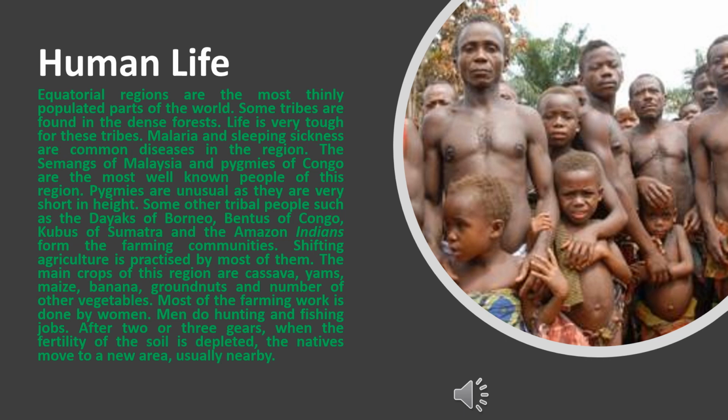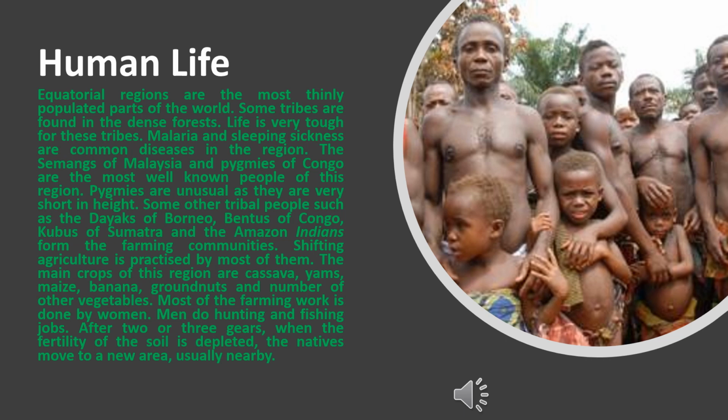Now they do shifting agriculture. Shifting agriculture means they keep on changing from one field to the other. Once the fertility of their field is over, they search for another field instead of cultivating the same one, because they do not know the art of using fertilizers, pesticides, chemicals. So they cannot increase the fertility of the soil by adding these. So they move to another field. So in the equatorial region, shifting agriculture is practiced by most of them.